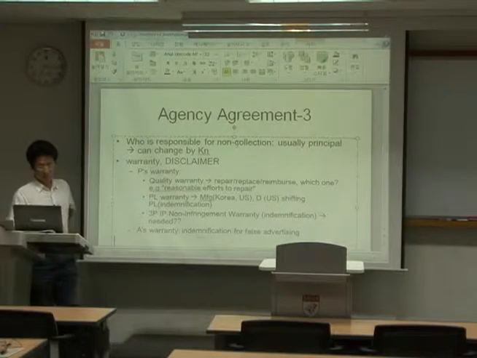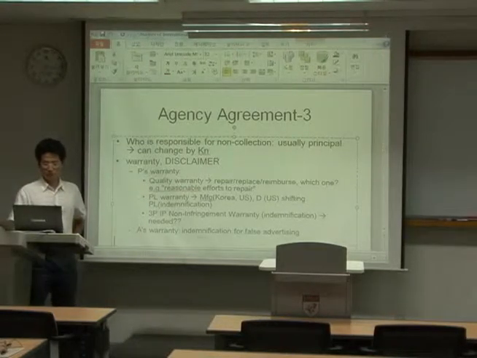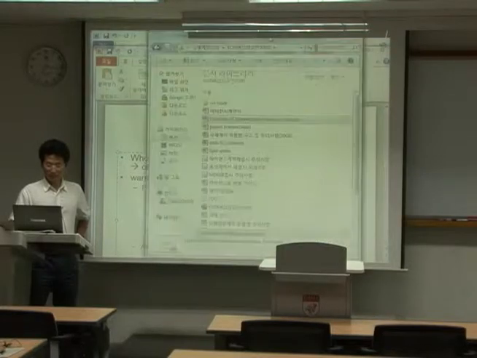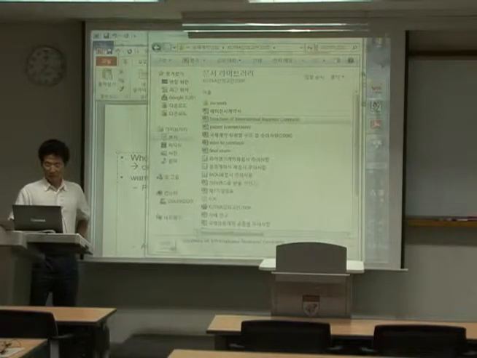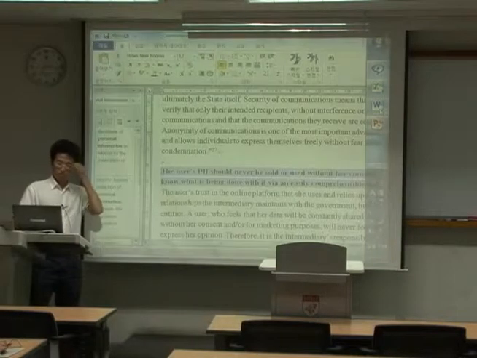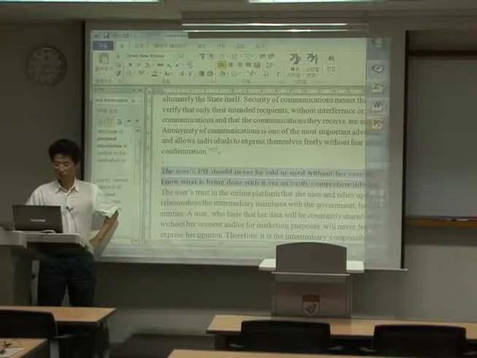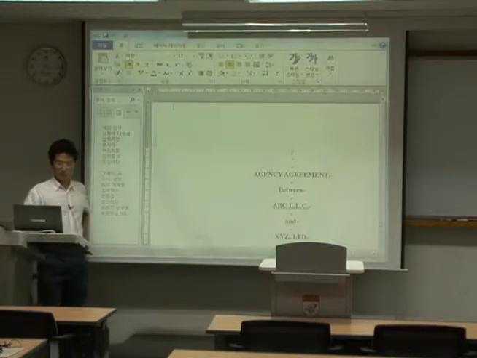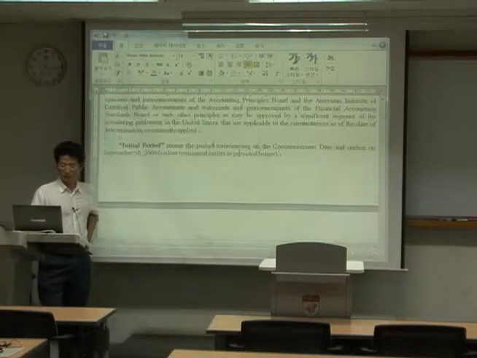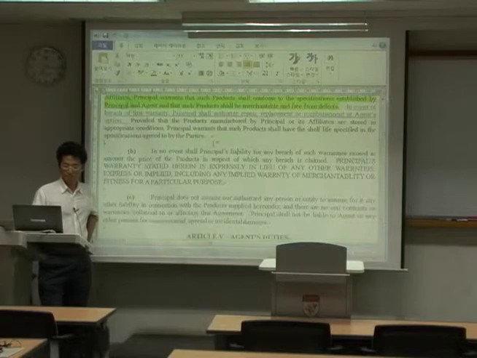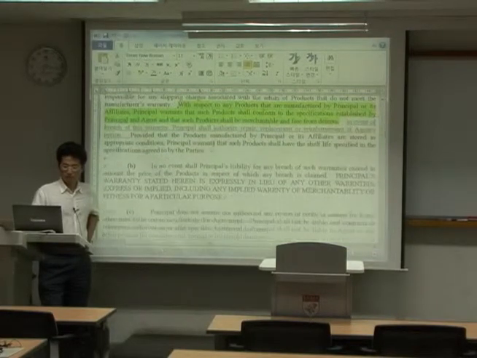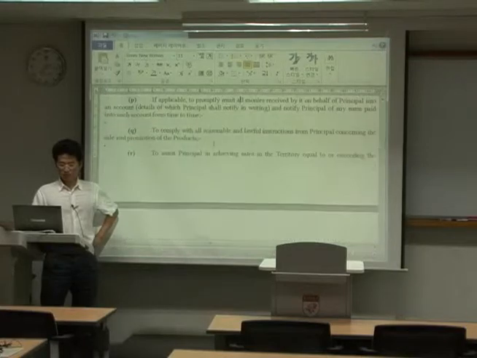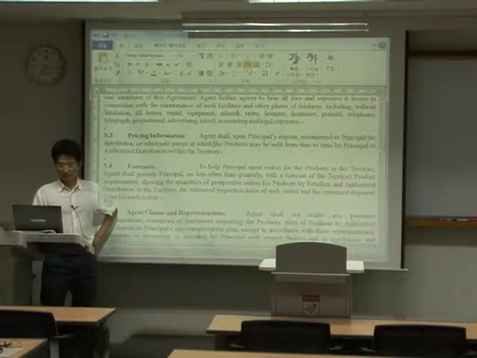But let's look at it from the principal's point of view this time. Is there something that the principal should request from this contract? Now, this is all about the principal's liability and how to limit it. Does the principal need any warranty from the agent?